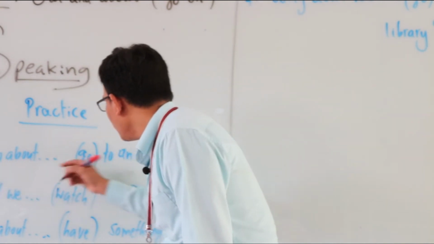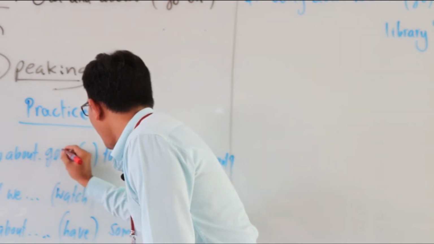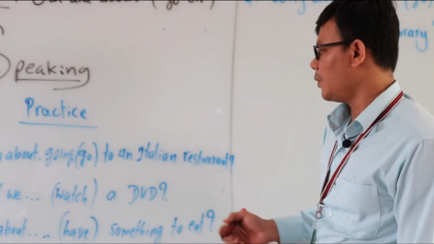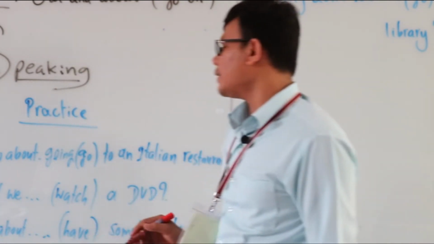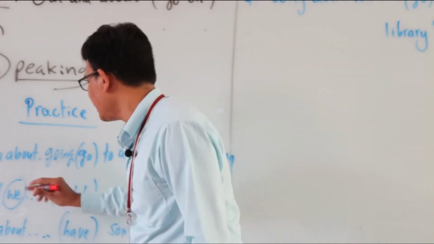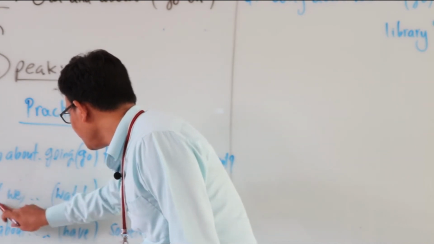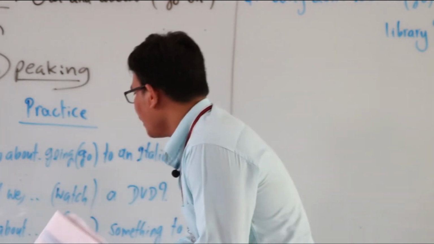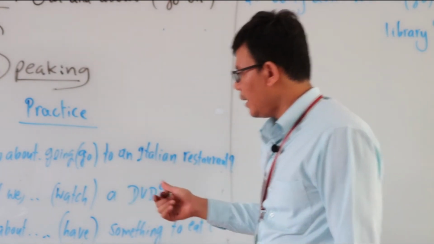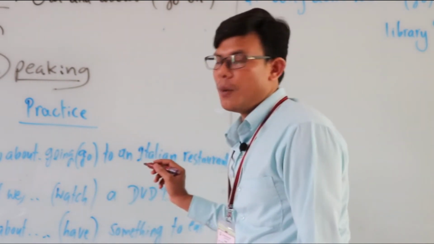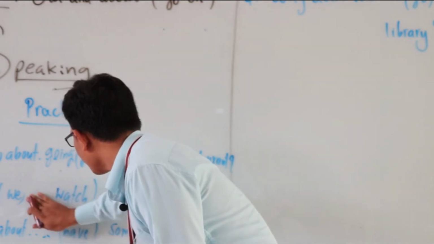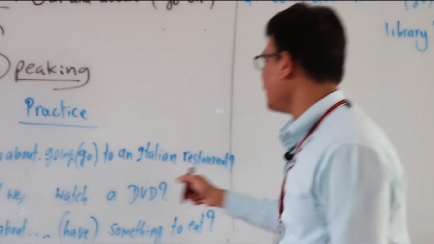So how about, when you use a verb, you add ing. How about going to an Italian restaurant? Number two, shall we watch what, watched, to watch or watching? Shall we, here we use the base form. What is the base form? Watch. So the answer is: shall we watch a DVD?